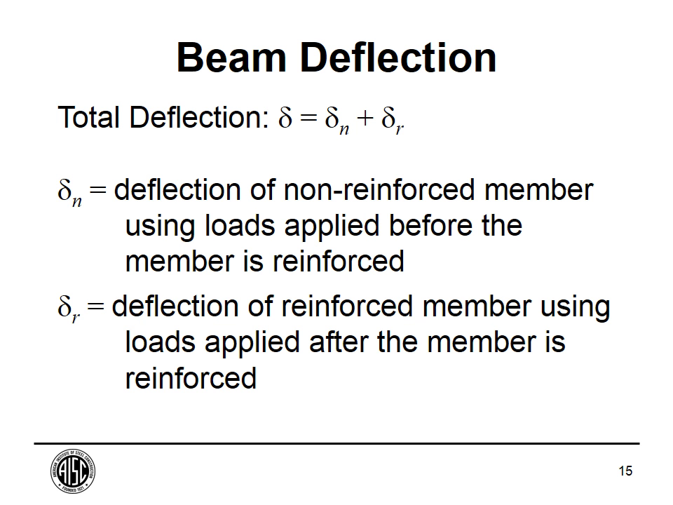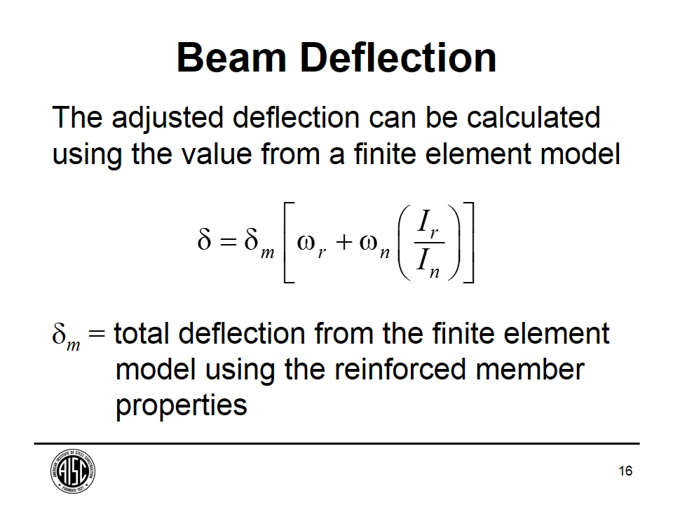So it seems easy enough, but the problem is that if we've built our finite element model using the total load on the structure, including the preload and the post-reinforcement load, and we've also built the finite element model with reinforced section properties, we really don't know either of these deltas, delta sub n or delta sub r. So what we can do, and I'll show you this equation, but really all I'm trying to do is show you that just to watch out for this.